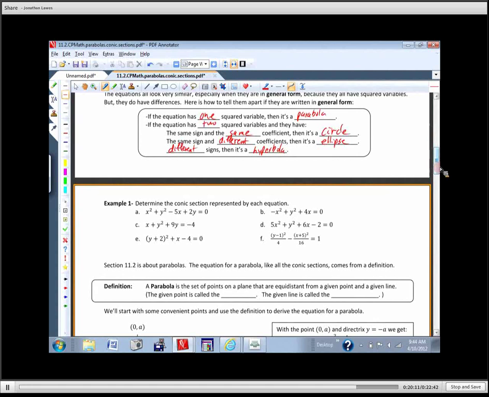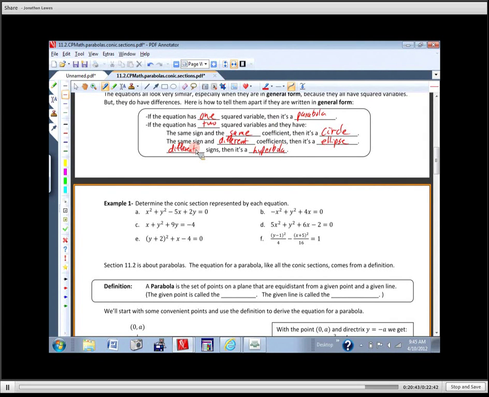So there are 6 of them here, and here's how we tell. If it's got only one squared variable, it's got to be a parabola. If it's got 2 squared variables, then we want to make sure that the squared terms are on the same side. And once they're on the same side, if they have exactly the same coefficient, it's a circle. If they have the same sign but different coefficients, then it's an ellipse. And if they have different signs, then we know it's a hyperbola. So which one's the easiest one to spot? Parabola.